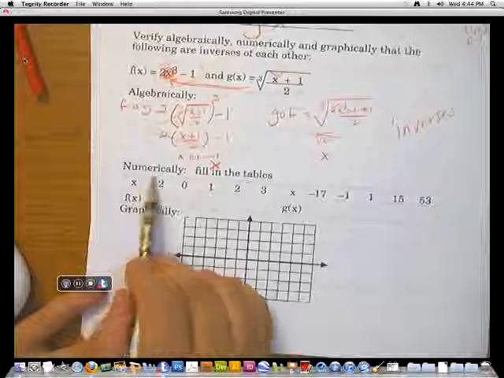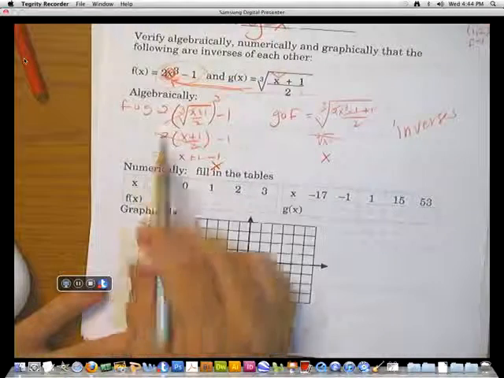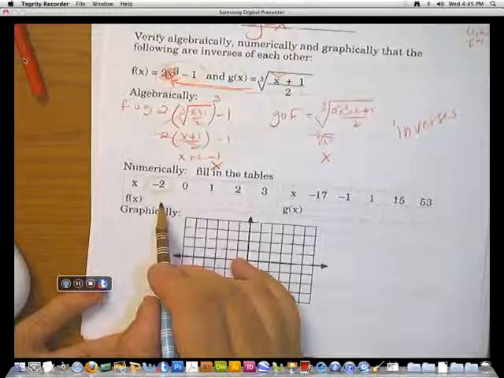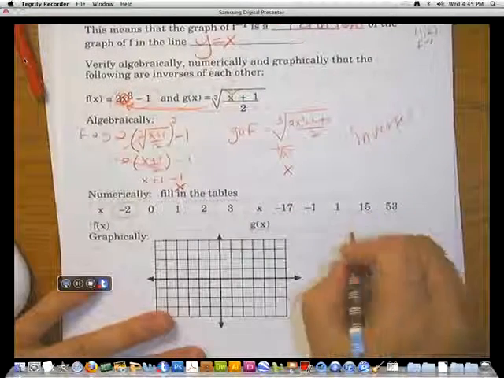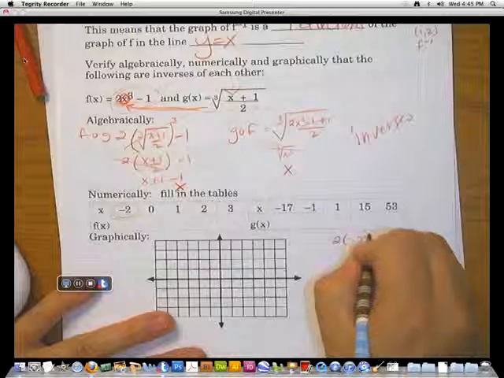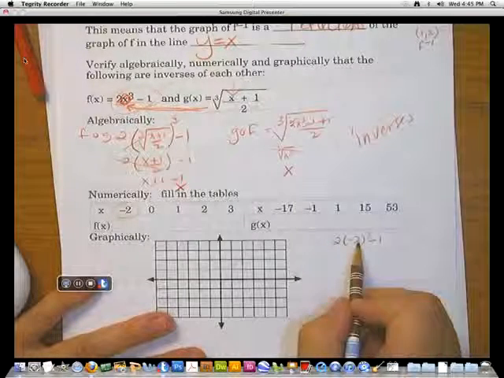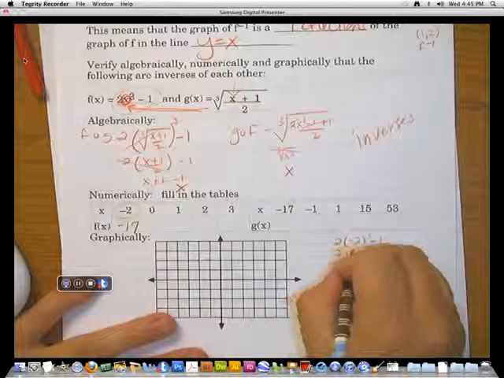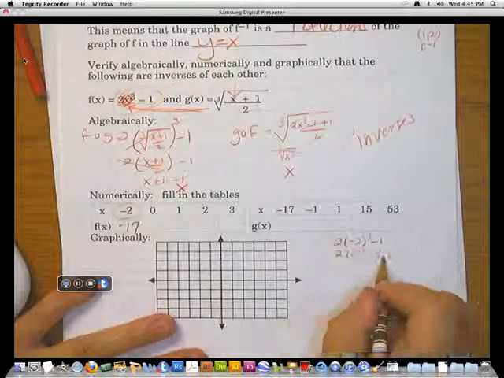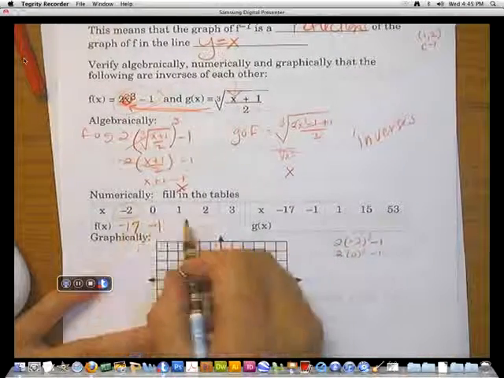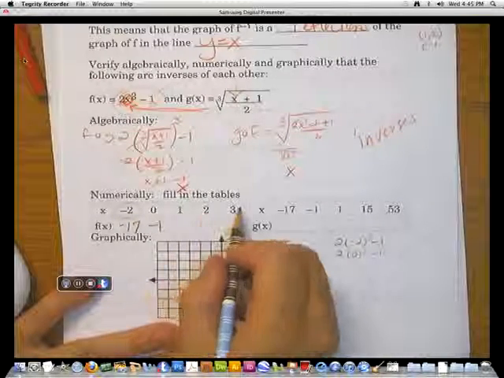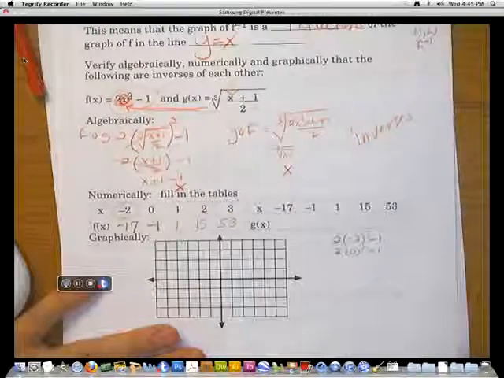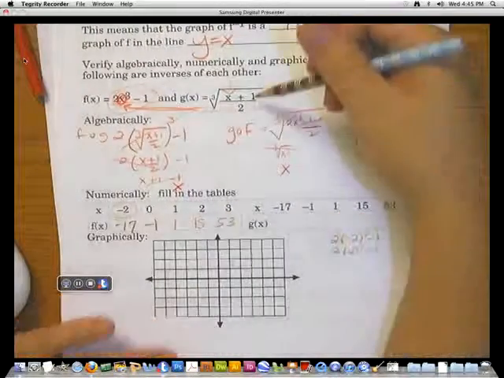I can put -2 into the x and then come up with what is my f of x. So if I do that, I get -2 cubed minus 1, -8, minus 1, -17. Then I can do it for 0. Well, that's minus 1. And then I can do it for 1, and I can do it for 2, and I can do it for 3.